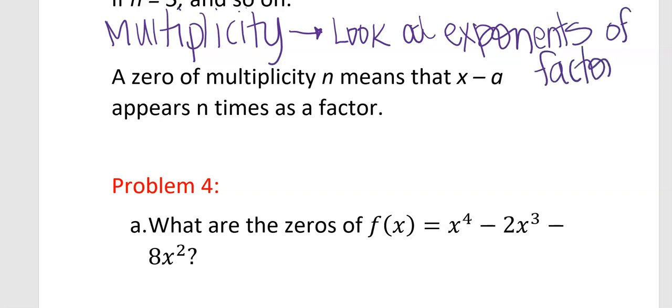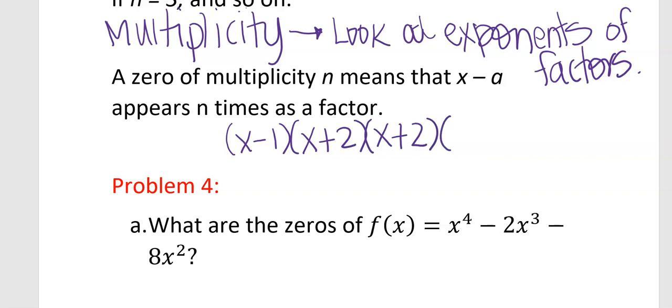To find out what the multiplicity is, you're going to look at the exponents of the factors. For instance, if you have something like this, and I'm just making this one up, it's not in the book. Let's say we factored something and we got this. How many x plus 2's do we have? 2. So we're going to take it and we're going to go like this.